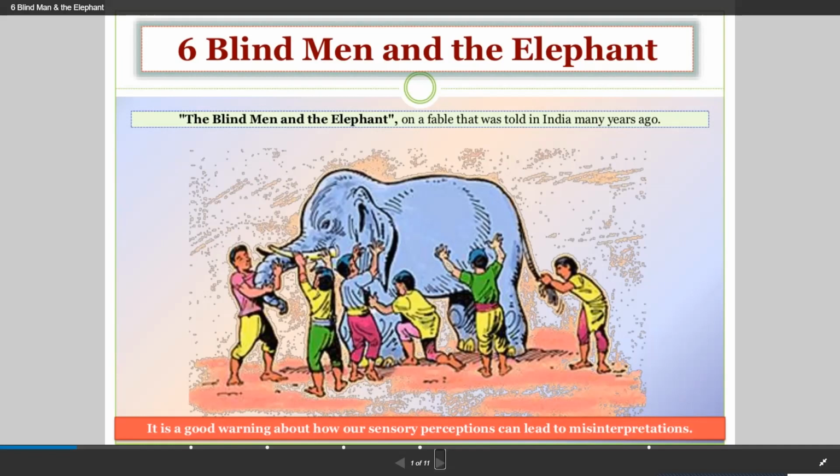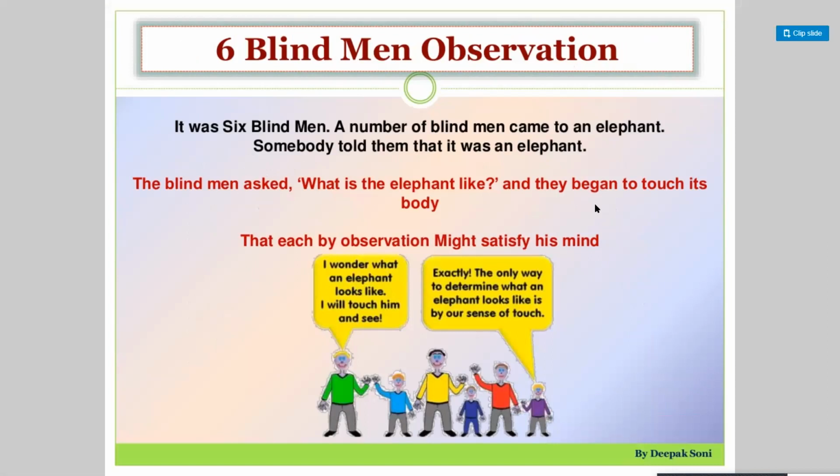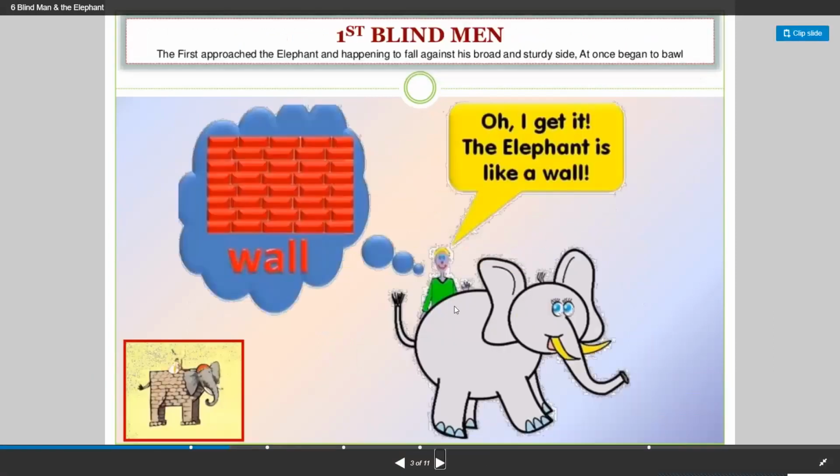One blind man asked what an elephant looks like, so he began to touch the body of the elephant. Another wondered what an elephant looks like and said, I will touch him and see. Some other person also did the same thing. Somebody touched the side of the elephant, and the first blind man thought that the elephant is like a wall, because he touched only one side of the elephant.